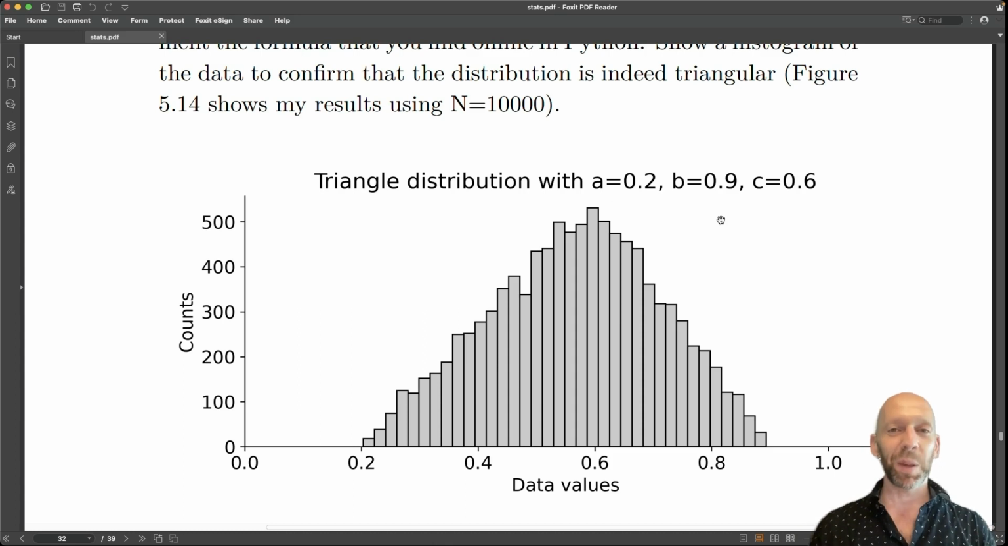Now, in my humble opinion, I think they should have swapped B and C, because then it goes in order. But I think they called this A and B to be consistent with the parameters for a uniform distribution. Anyway, here you see the parameters are 0.2 for A, so that's the lower bound. 0.9 is B, that's the upper bound, and C is the peak of the distribution, and that is 0.6. And here you see what this histogram looks like with 10,000 samples.